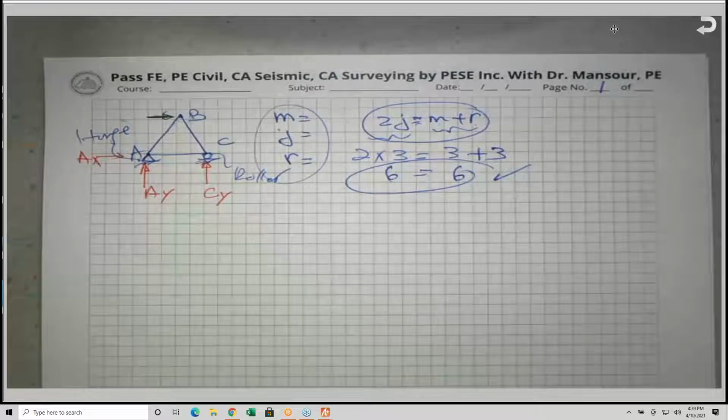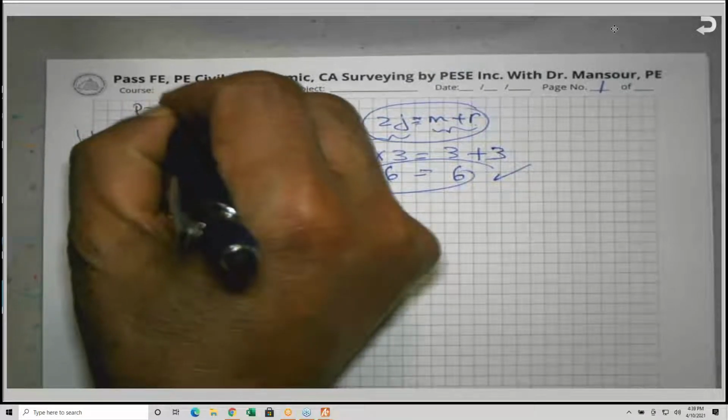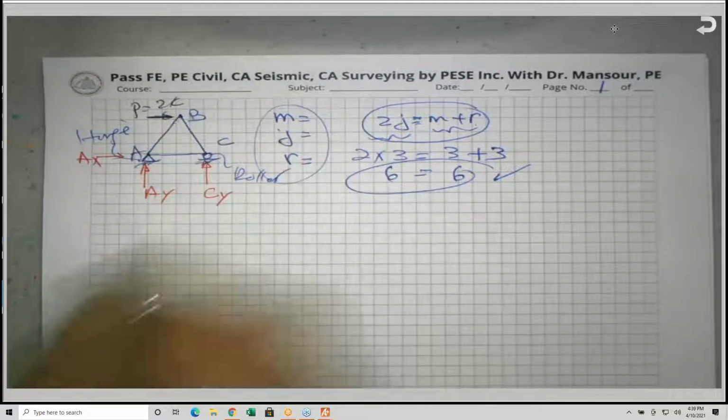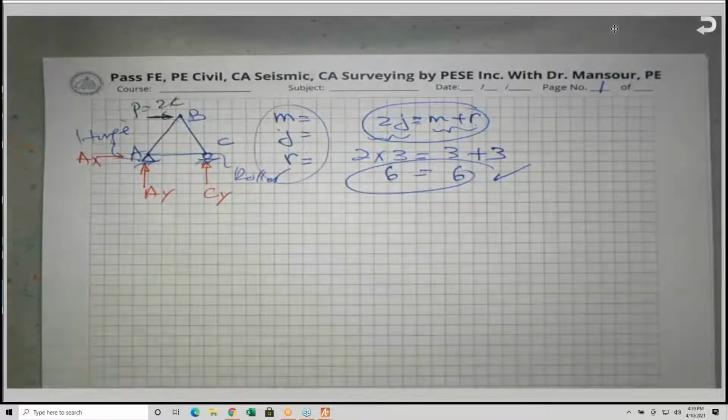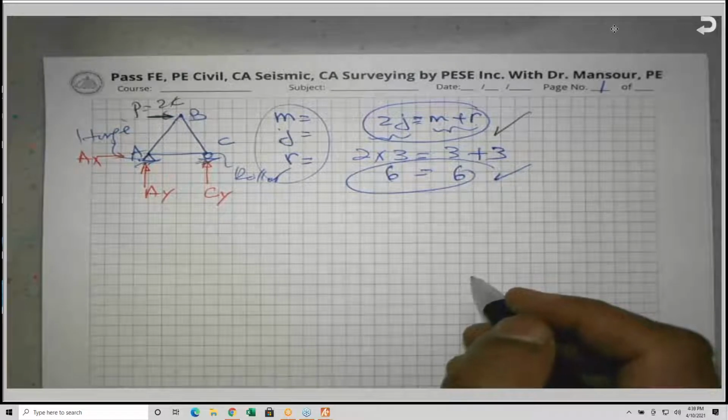If I have a load here, P or F equal to some kips, and I know all the dimensions, I will be able to find the forces in all these members. So 2J equals M plus R.